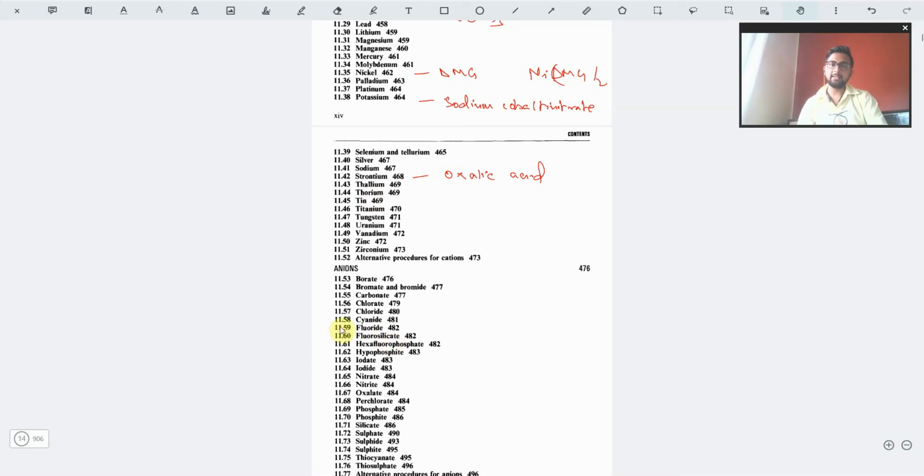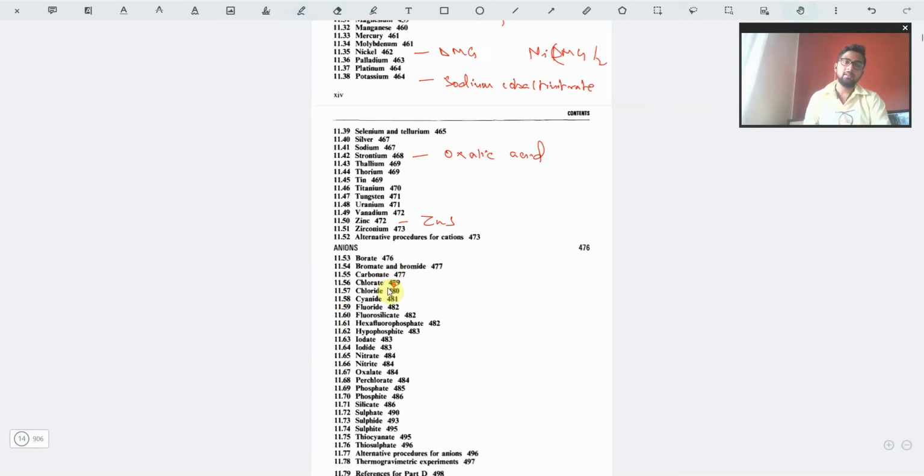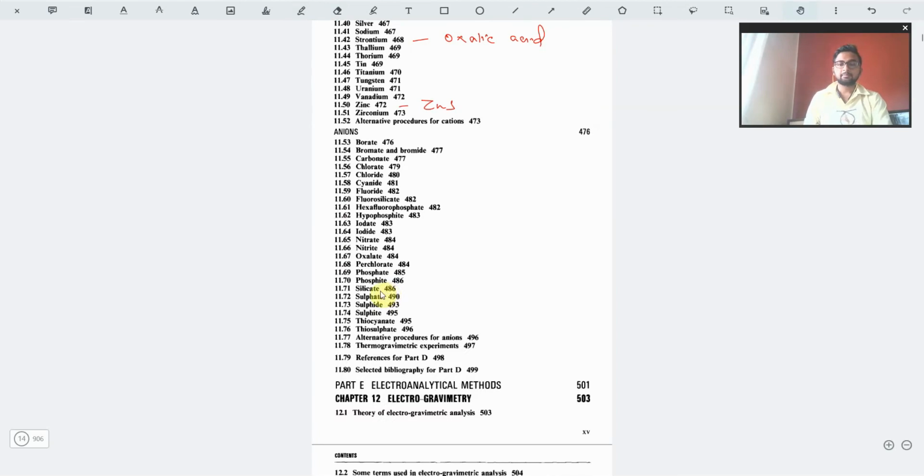Zinc is precipitated as zinc sulfide. Lead is precipitated as lead acetate, or lead chromate. You may say lead chromate is a better substituent. Then we have anions. So basically, all these anions are there. Just like the cations, we have anions.